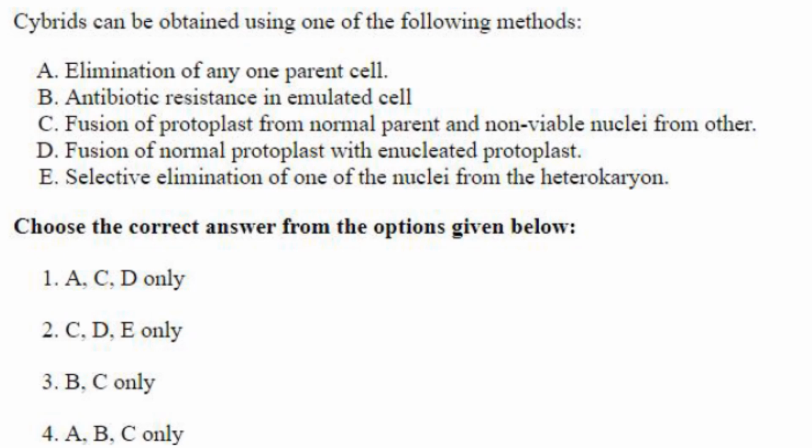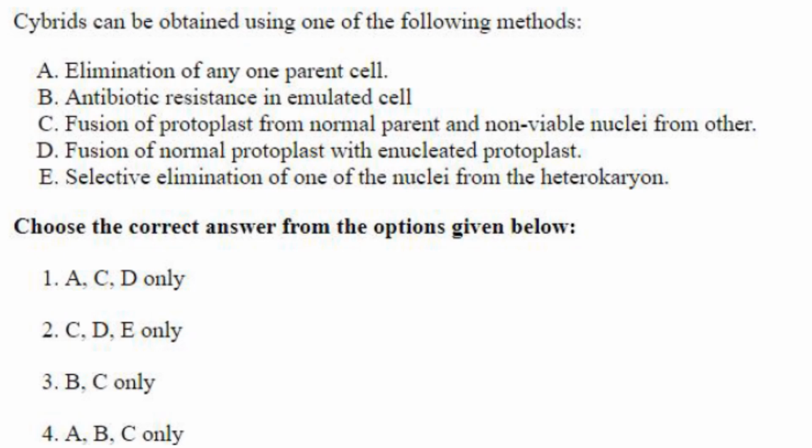Then next one. Hybrids can be obtained using one of the following methods. So hybrids, they are called cytoplasmic hybrids, and they combine the cytoplasm of one cell with the nucleus of another cell. That is how hybrids are formed. So one cell is having the nucleus, whereas the other is not having the nucleus, but it is providing the cytoplasm. So hybrids are elimination of any one parent cell. That's not correct. You don't eliminate any parent cell. Antibiotic resistance in emulated cell. That is also not correct.